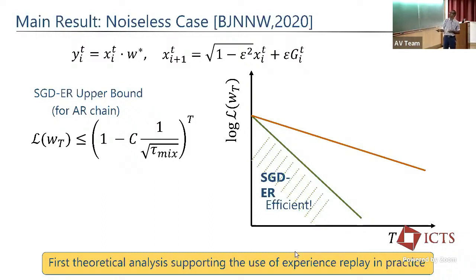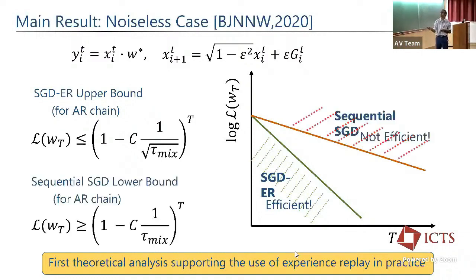If you look at the rate of convergence for this sort of noiseless setting, this is where SGD-ER will converge at a much faster rate compared to sequential SGD, right?